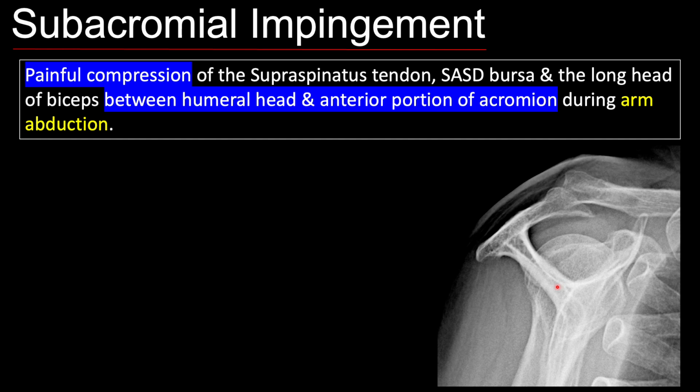So, any pathology which causes reduction in the subacromial space will result in subacromial impingement. So either there might be dyskinesia of the humeral head, wherein the humeral head migrates upwards, or if there's a type 3 acromion, or if there's an acromioclavicular osteoarthritis, which results in osteophytes, this will cause reduction in the subacromial space, and hence that would lead to subacromial impingement.